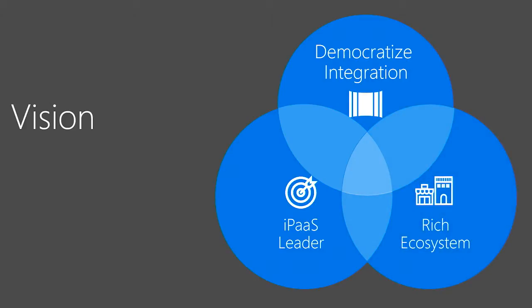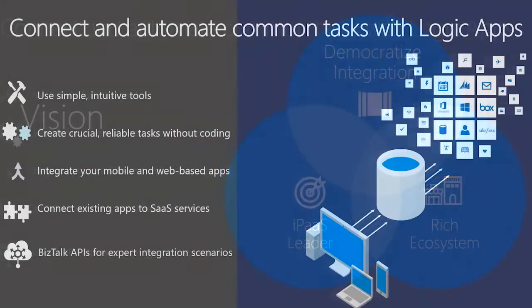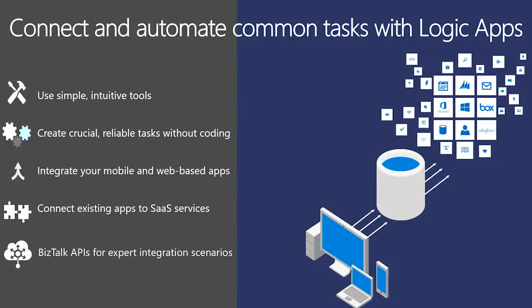We will also build a rich ecosystem of API connectors, which include not only the ones we have out of the box, but those that third parties can produce and sell in the marketplace. With Logic Apps, we can connect and automate common tasks. Using simple and intuitive tools, you can create crucial, reliable tasks without any coding, integrate your mobile and web-based apps, and connect existing apps to SaaS services. We will also enable BizTalk APIs for those expert integration scenarios.